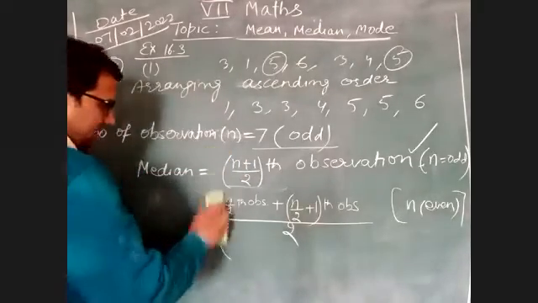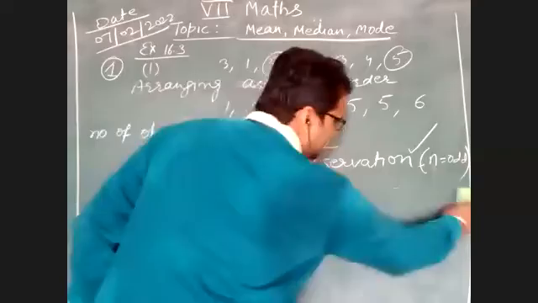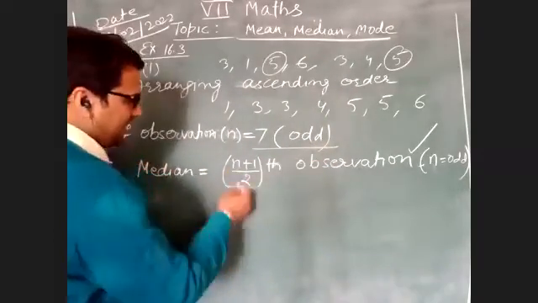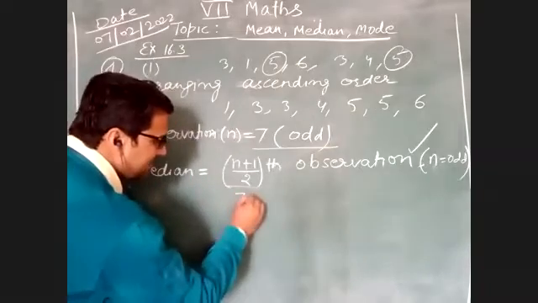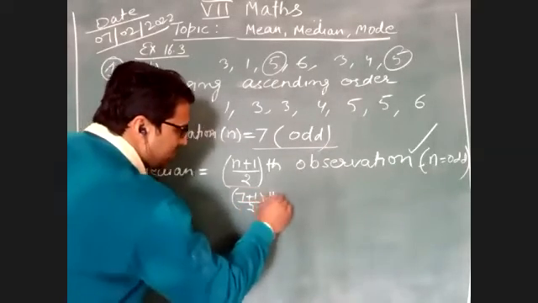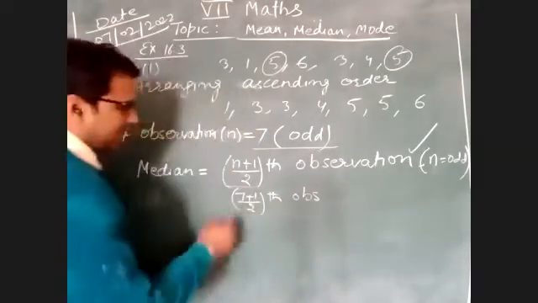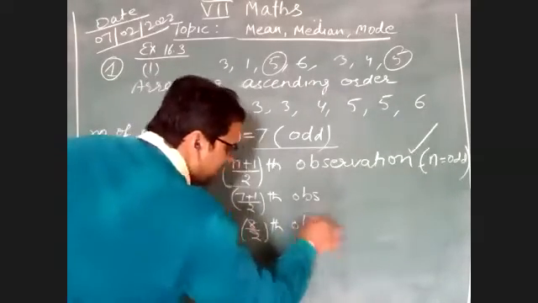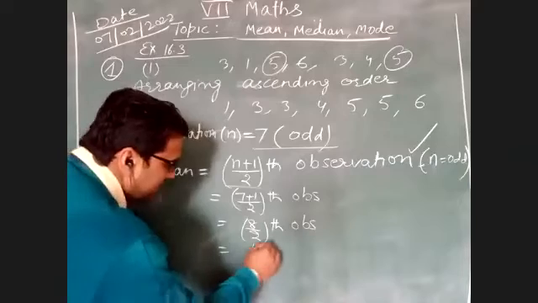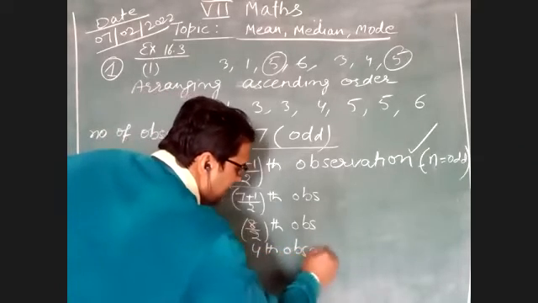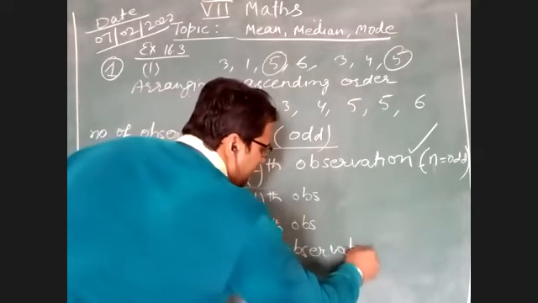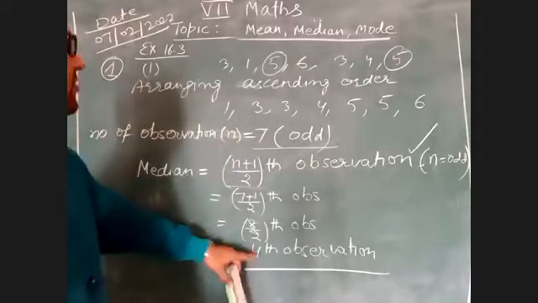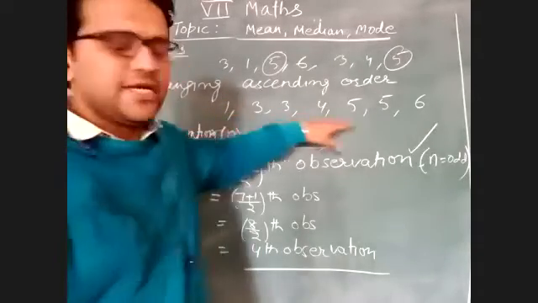Now we have to rub this because n is even. The (n plus 1) by 2th observation, the value of n is 7, means (7 plus 1) by 2th observation, 8 by 2th observation. This will become the 4th observation. And what will be the 4th observation? You have to observe the observations which you have arranged in ascending order.